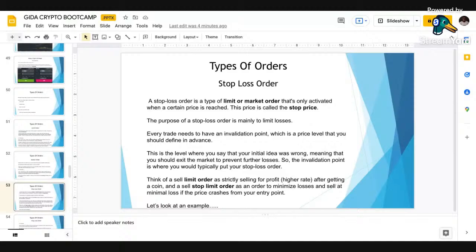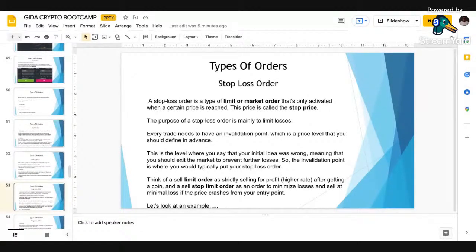These are two things that you have to have at the back of your mind when making any trade. First, how much do I want to make? Second, how much do I want to lose? So there are two points, validation or invalidation. Validation means when it goes your way, which is profit. Invalidation means when it goes on loss. So if it's going on profit, you define it, and if it's going on loss, you also have to define it. The most important for us using a stop loss order is the invalidation point, which is the price level you have to define in advance. This invalidation point is the level where you say that your initial idea was wrong, meaning you should exit the market immediately to prevent further losses. So the invalidation point is where you typically place your stop loss order.